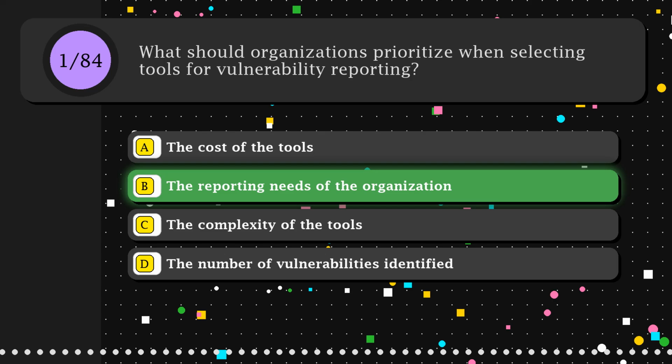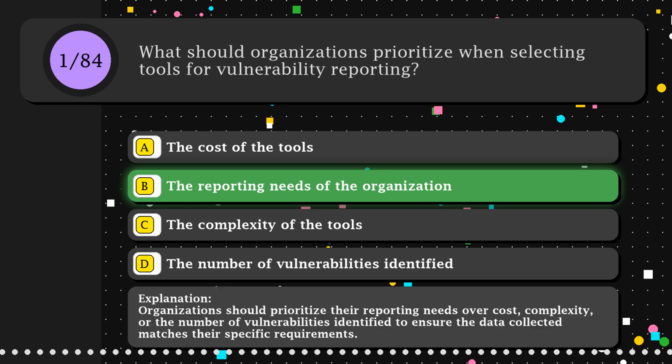The correct answer is option B. The reporting needs of the organization. Organizations should prioritize their reporting needs over cost, complexity, or the number of vulnerabilities identified to ensure the data collected matches their specific requirements.